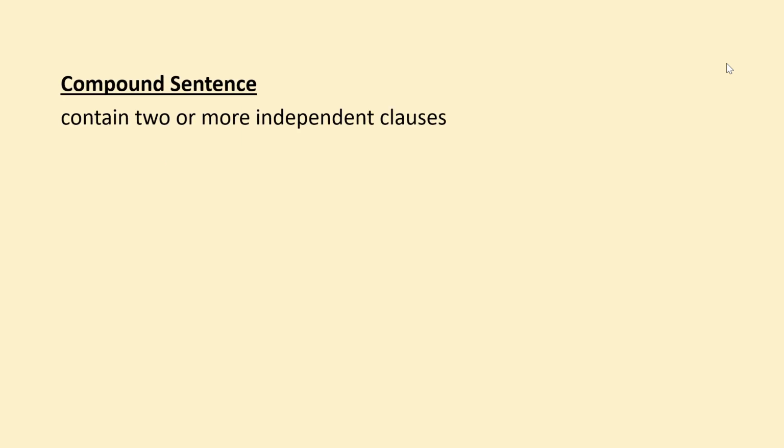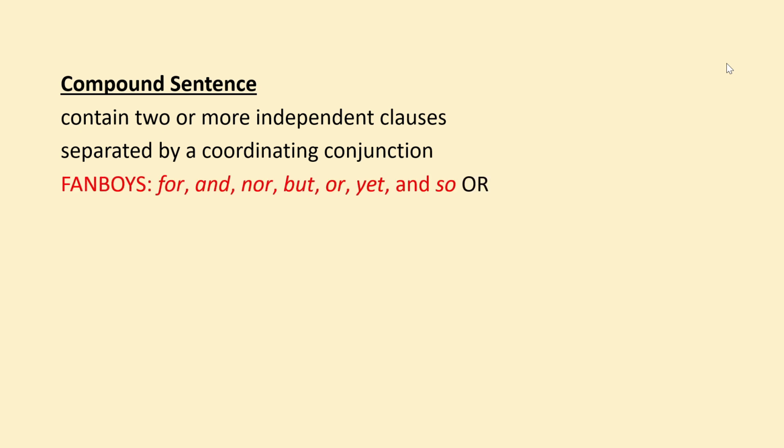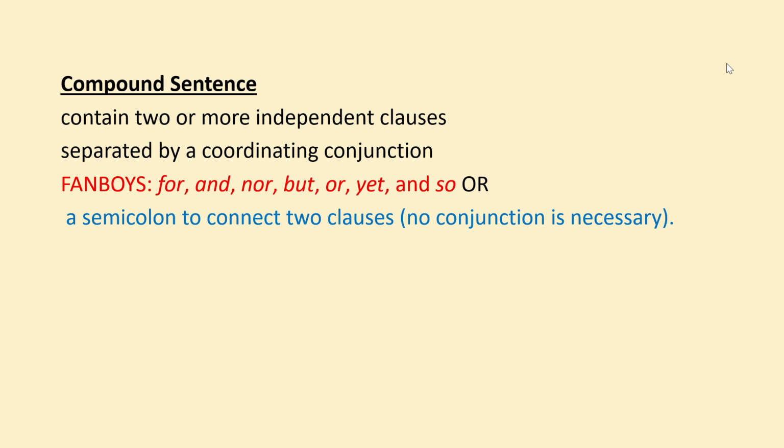On the other hand, a compound sentence contains two or more independent clauses. A simple sentence has one, a compound sentence has two or more. Those clauses are separated by a coordinating conjunction like for, and, nor, but, or, yet, so, or a semicolon. When you don't use a coordinating conjunction, you can also use a semicolon.